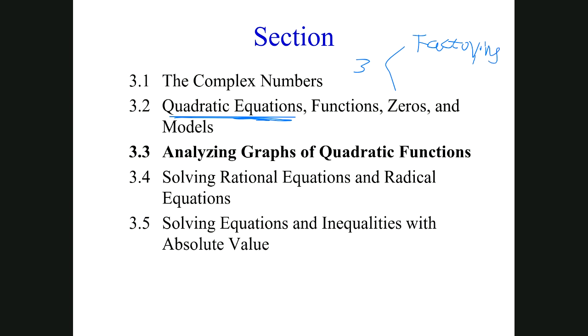Another one is called using the square root property. What is the square root property? If you have x squared equal to k, then we can take the square root right away, so x will be plus or minus the square root of k. That's the second method. The third method is using the quadratic equation formula. So at least we talked about three different ways to solve a quadratic equation.